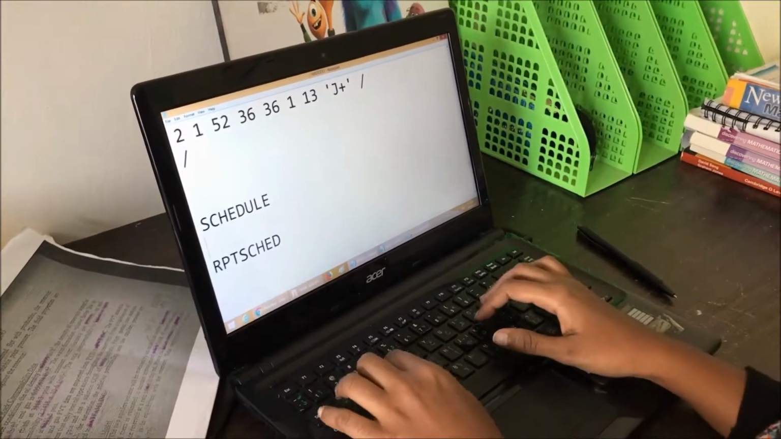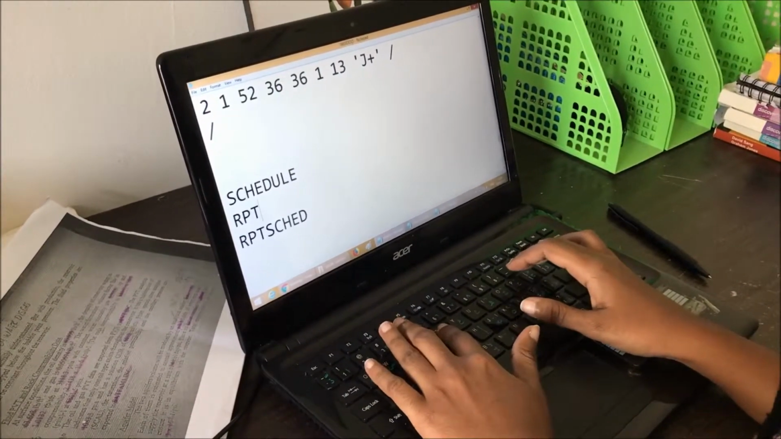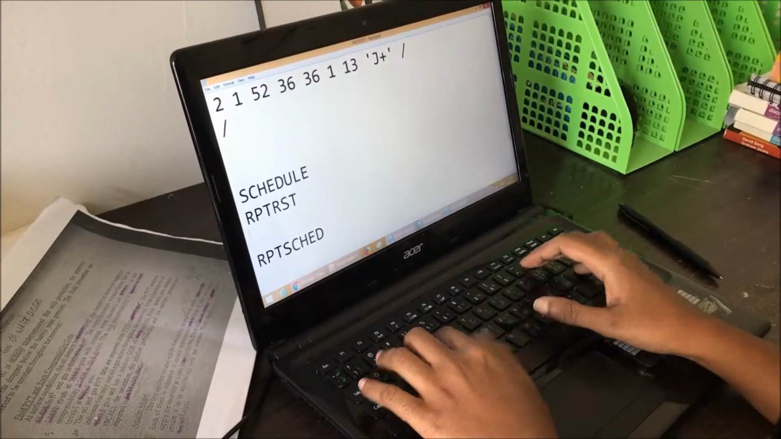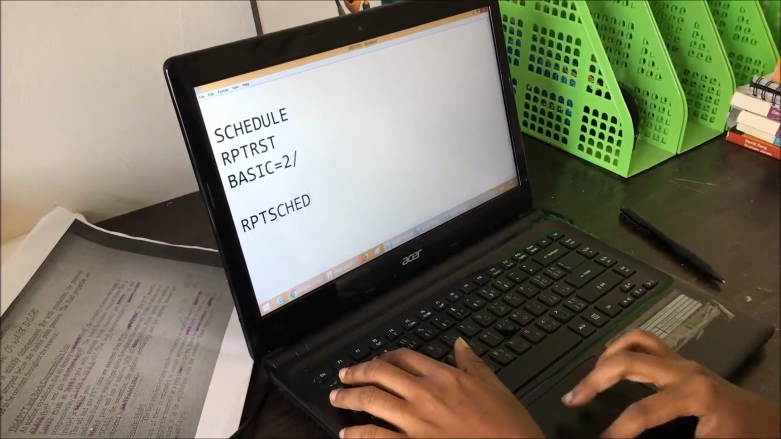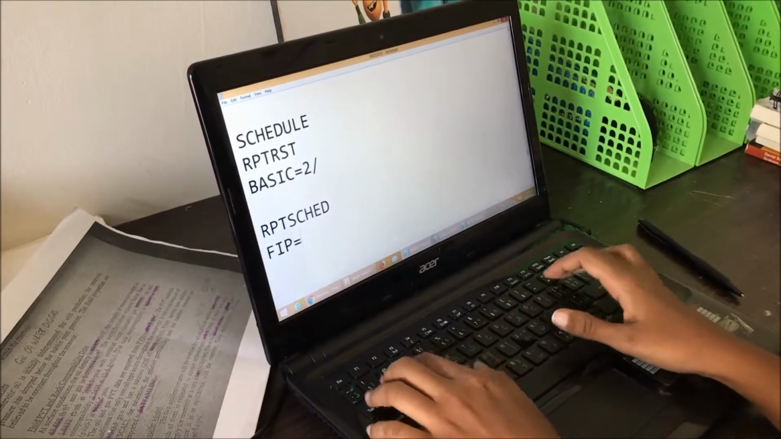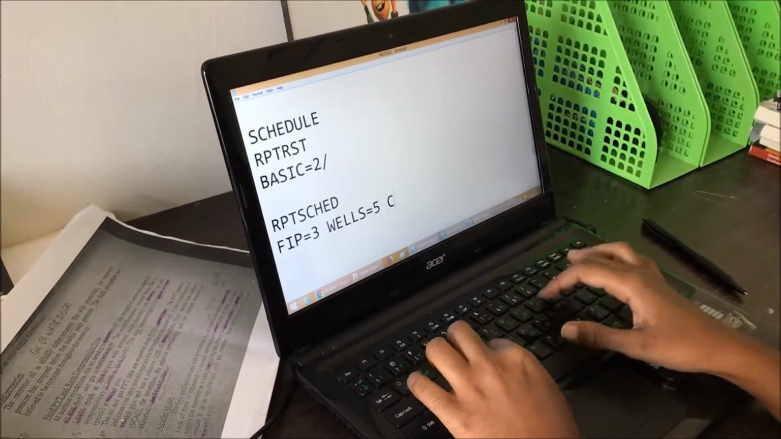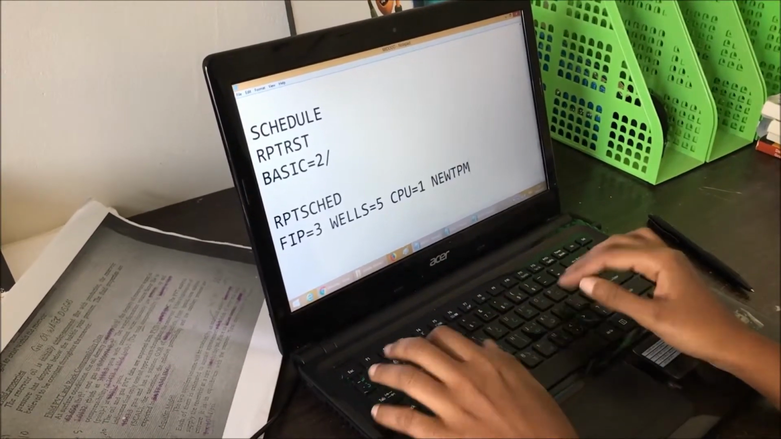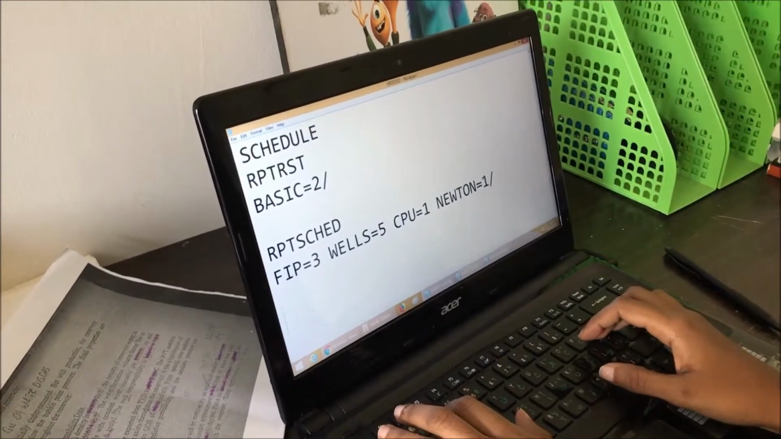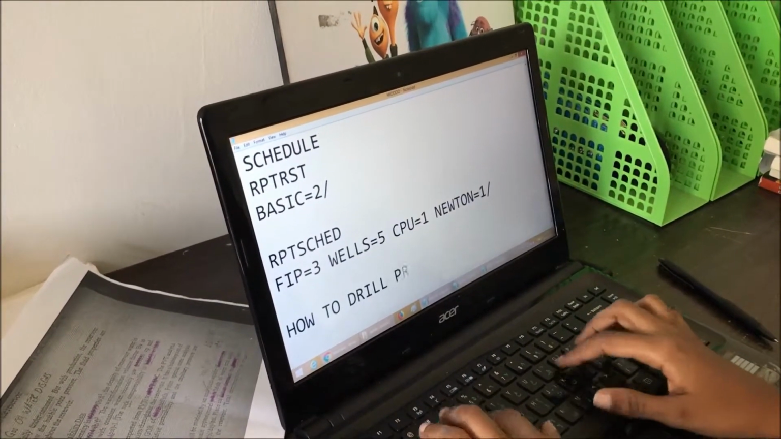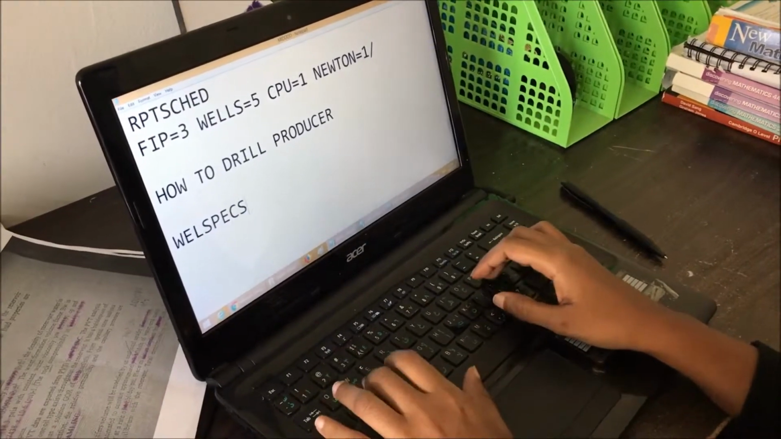We have RPTSCHED and RPTSTART, RPTRST. For RPTSCHED, you include your FIP and your number of wells and your CPU and your Newton. Afterwards, we're going to start into how to drill a producer.